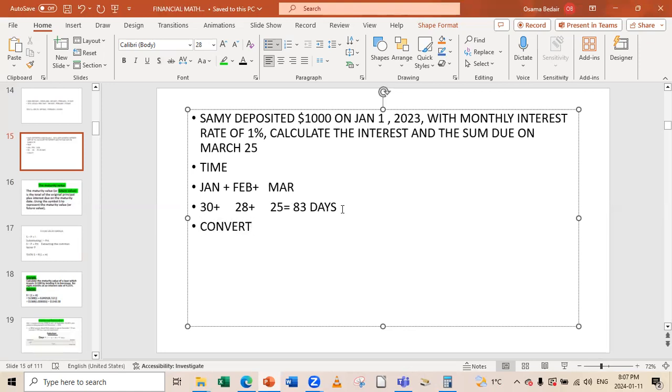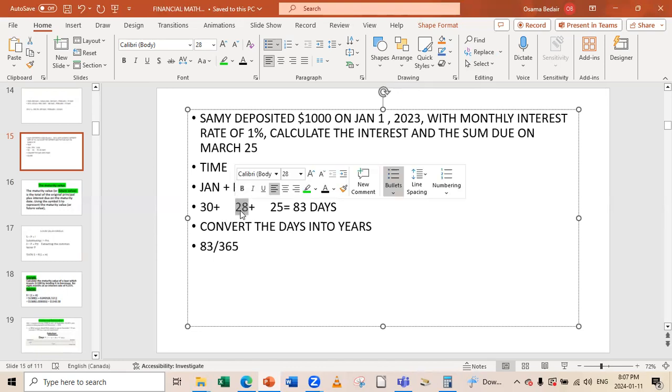Convert the days into years. To convert the days into years, that simply means that I would say 83 days divided by the total days of this year, which is 365 days. Why 365? Because February in this year is 28 days. Why is February 28 days? Because this is the year 2023. Look at this number, the first number. If it is an odd number, that means February is 28 days.